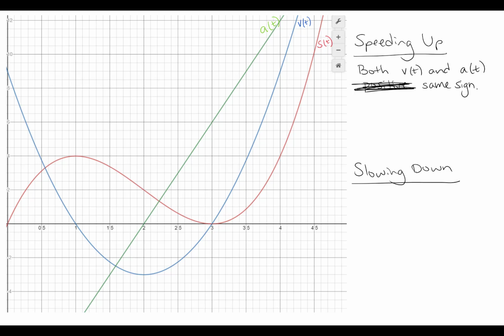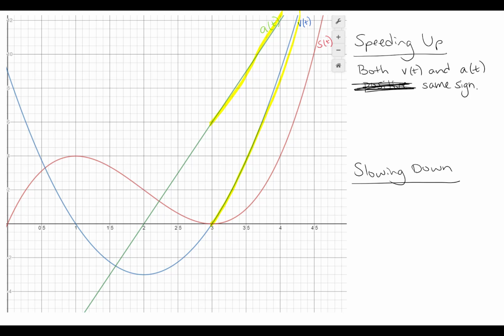And we can use the graphs to help us find where that happens. Remember, we're only looking at velocity and acceleration here. So let's start where they're both positive. Where is acceleration positive? Here, but velocity is only positive from 3 onwards. So they match there.